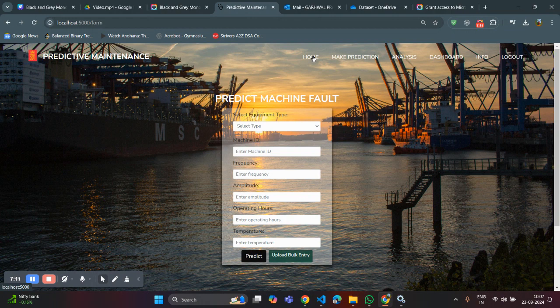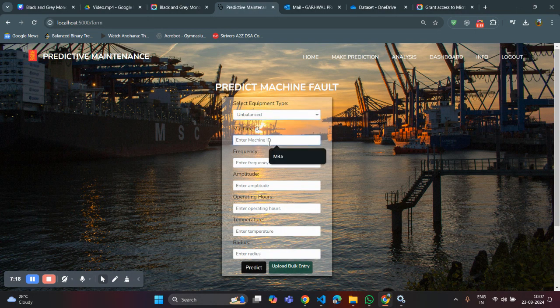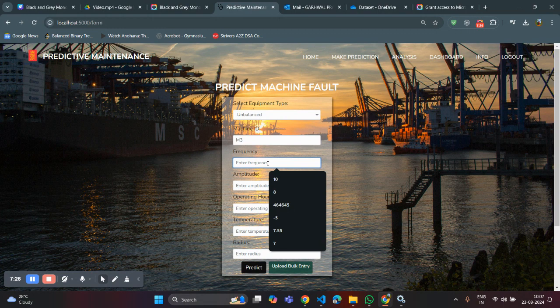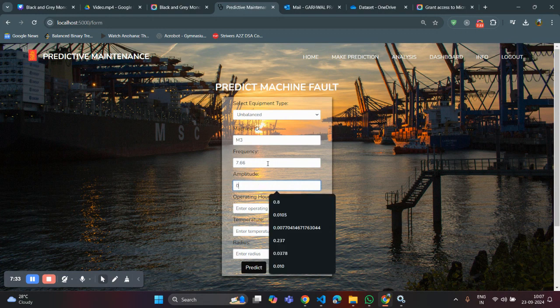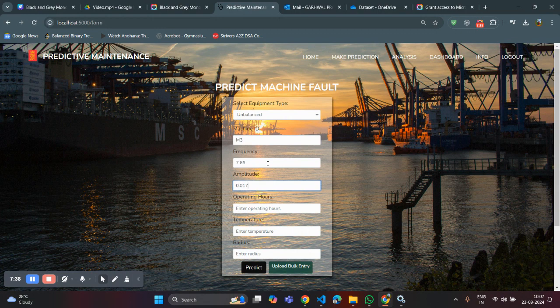I have to give the inputs. Suppose I'm predicting an unbalanced kind of fault. So I have to add the machine ID. Suppose I'm adding M3, machine three. I have to add the frequency at which the machine's rotating shaft is rotating. Then I have to enter the amplitude. We get the amplitude through the accelerometer sensor. Suppose it is rotating at 0.3, it produces a vibration of 0.017 mm.